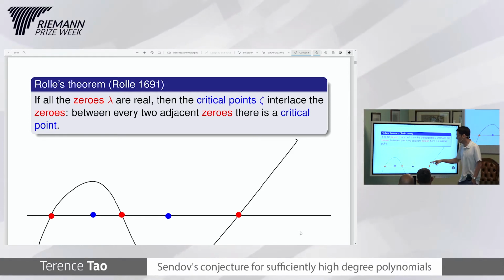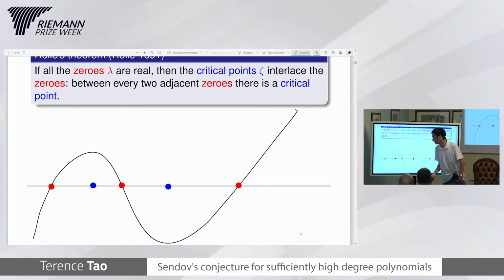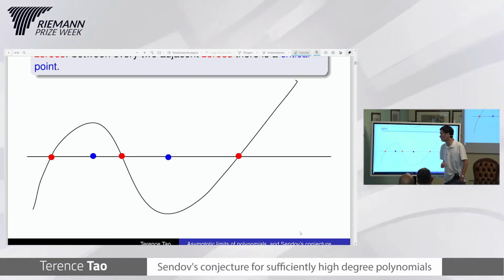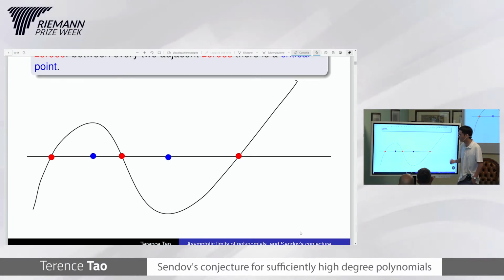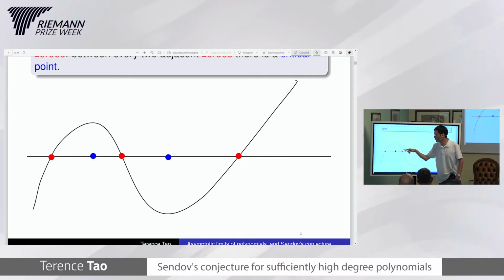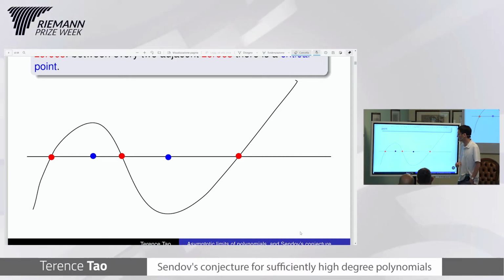Between any two zeros of a polynomial with real zeros, so a completely real polynomial, you have a critical point. That's Rolle's theorem, and you have n zeros, so you have n minus 1 critical points. So they interlace. That's a very simple relationship in the real case, but that's not true at all in the complex case. There's no notion of interlacing in the complex case. Okay, so next slide, please.